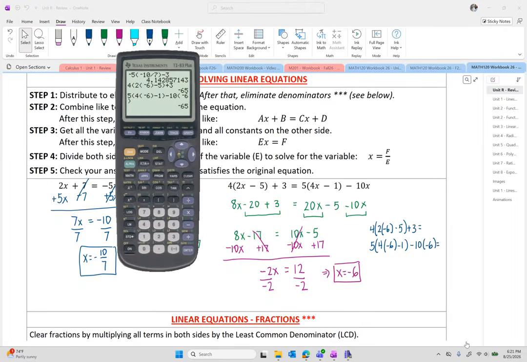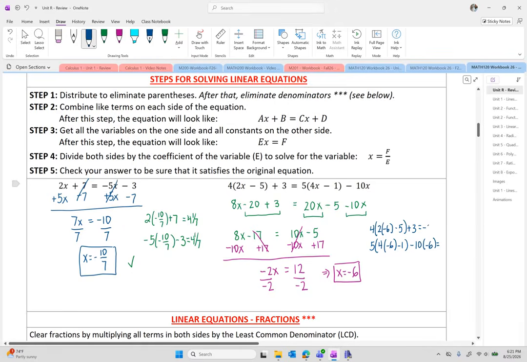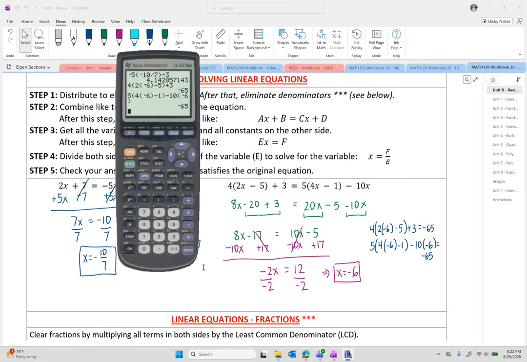So I did that in my calculator and both sides were -65. And again, that tells me that I have found the correct solution. So x equal to -6 checks.